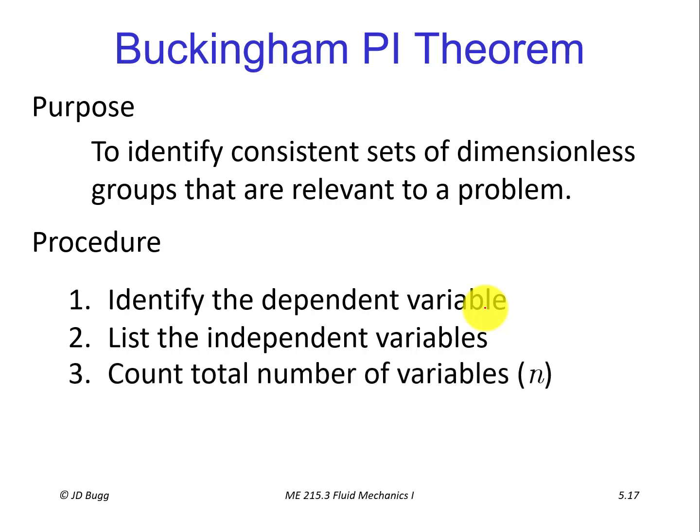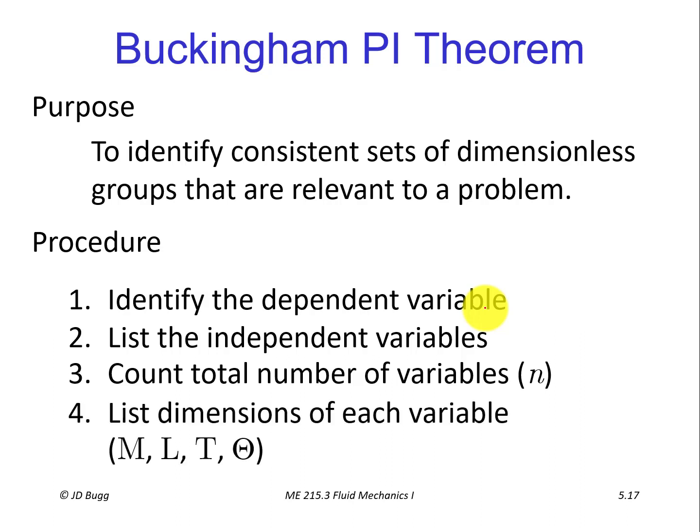The next step is just to count the total number of variables. So that's a relatively straightforward step, but notice we're counting the total number here, so the independent variables plus the dependent variable. So this just tells us how many variables are involved in this problem. Next thing we want to do is list the dimensions of each variable, so independent and dependent variables. Just make a table, or whatever works for you, where you list all of the dimensions of each variable. And again, we'll see how this works when we do our example in a little while. So that's the first 4 steps.